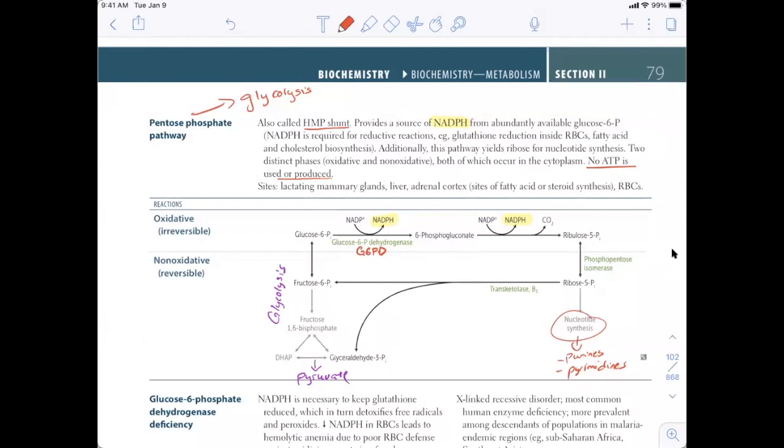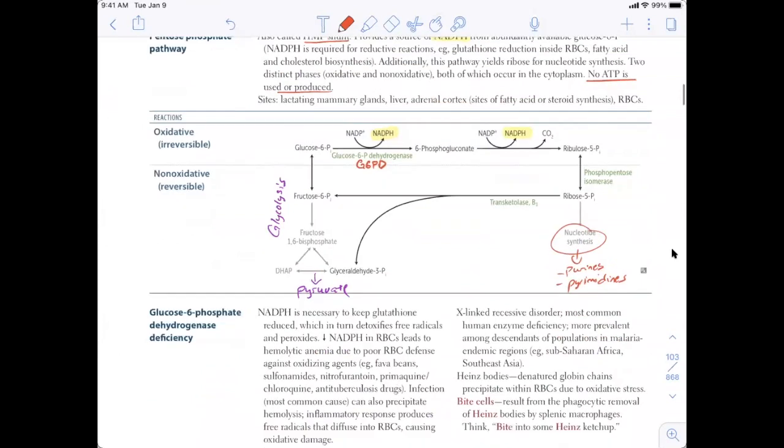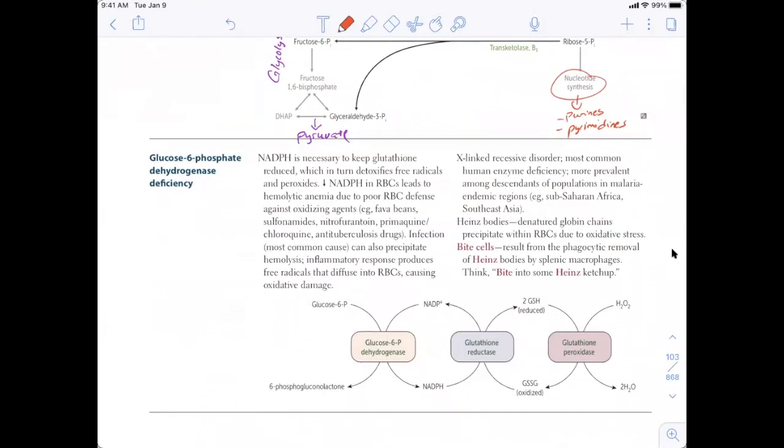So where are the areas where we can find these kinds of things taking place? Your mammary glands, the liver, the adrenal cortex, and also your red blood cells. These are the places where you can have this reaction taking place. So let's talk about G6PD and its deficiency in detail.